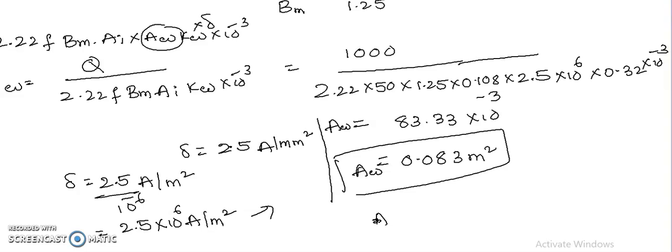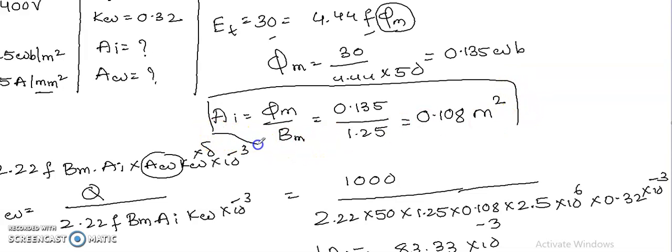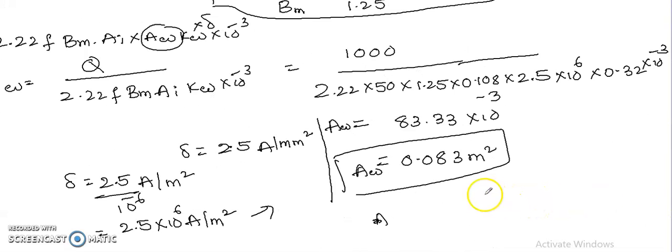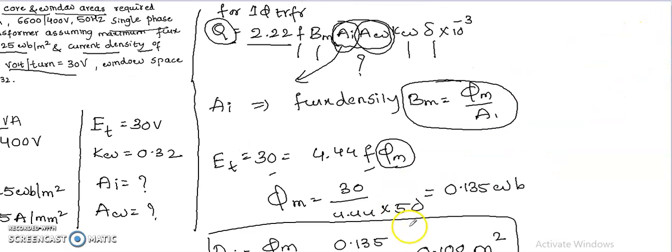AI how much we have got? We have got AI this much. It is the answer for that. 0.108 meter square is the AI value and AW value is 0.083 meter square. Like this we have to calculate the AI and AW. So first, before going to calculation of these things, unknown things we have to calculate. That is the main thing. Getting this one? Understanding the problem?